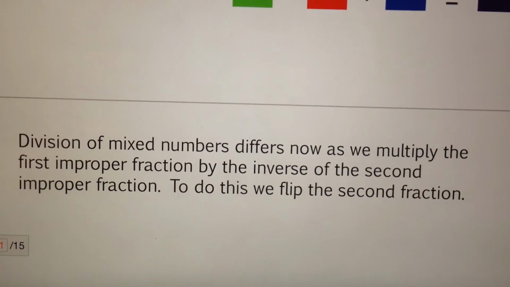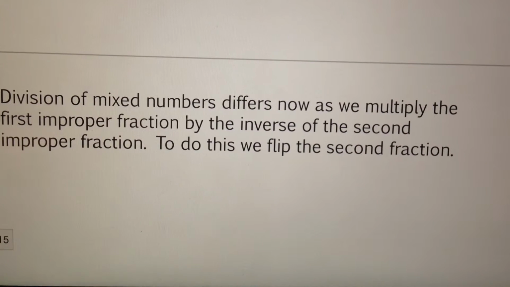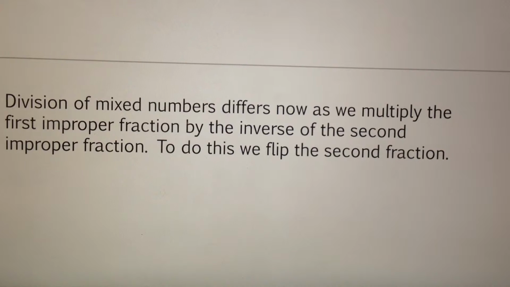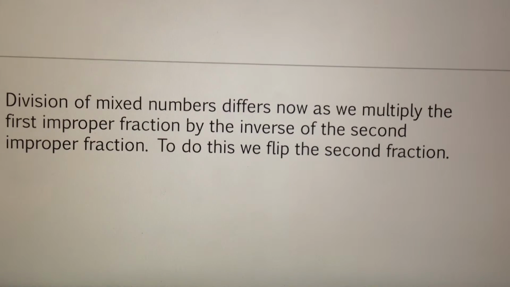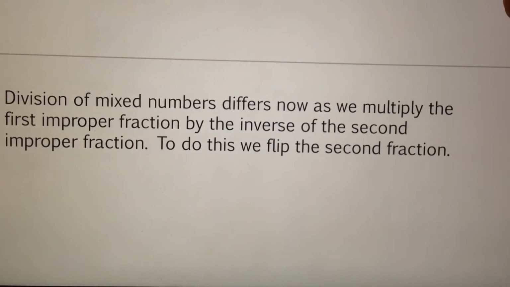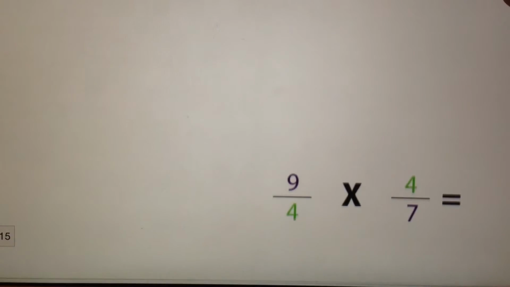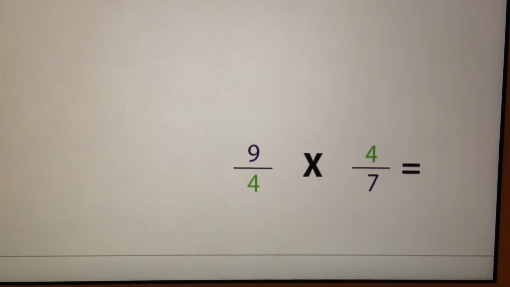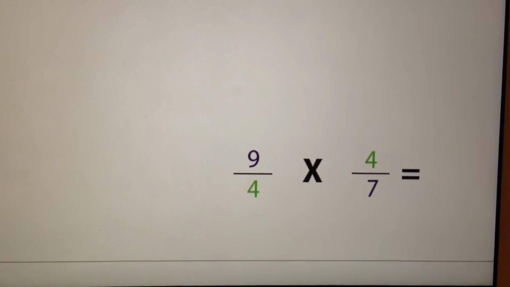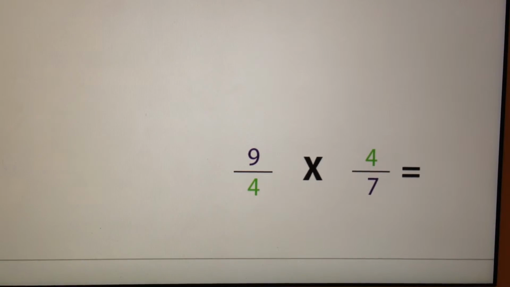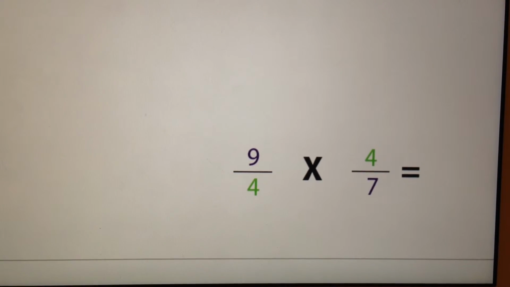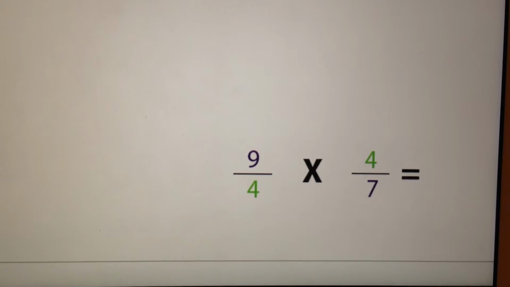So this is where things get different. In division of mixed numbers, we multiply the first improper fraction by the inverse, or the opposite, of the second improper fraction. To do this, all we're going to do is flip the second fraction. We're going to flip the numerator and denominator. So here you see, instead of 9/4 times 7/4, we go ahead and flip that second part of the equation to make 4/7. So now that we have the inverse in the second part of the equation, we're going to work it just like multiplication.